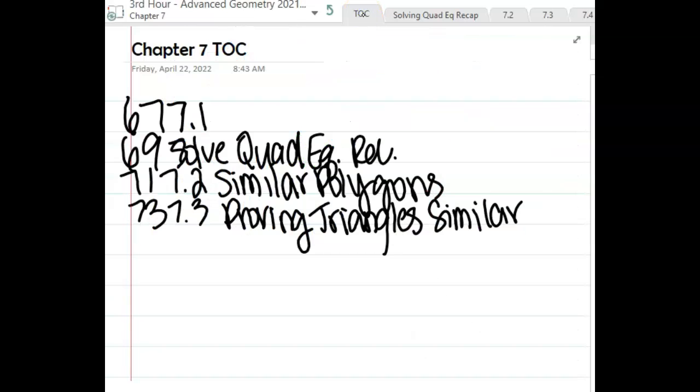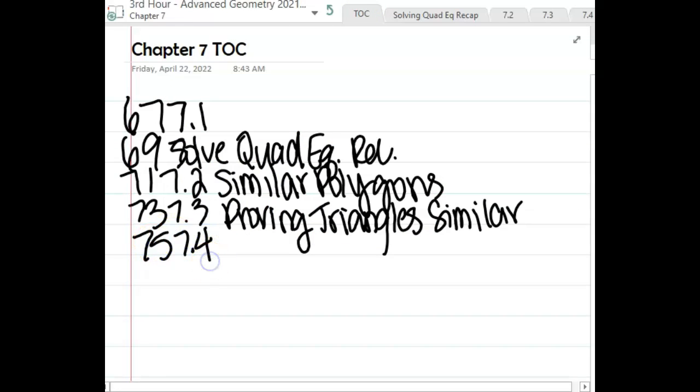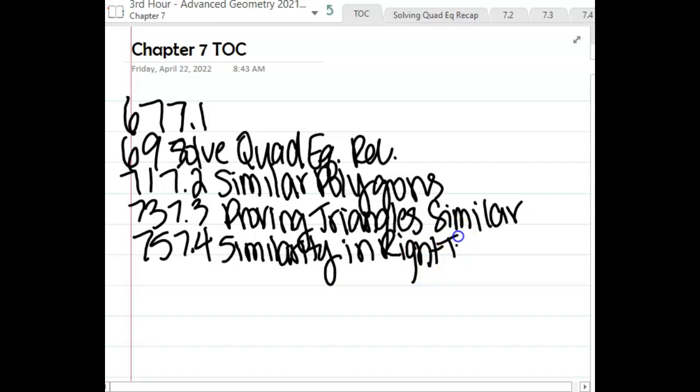Okay, let's get this glued into page 75. We will finish out the rest of the notes on Monday. This is section 7.4, Similarity in right triangles.